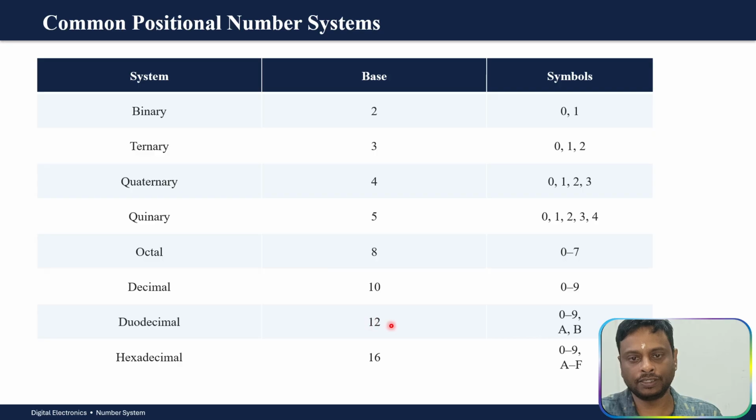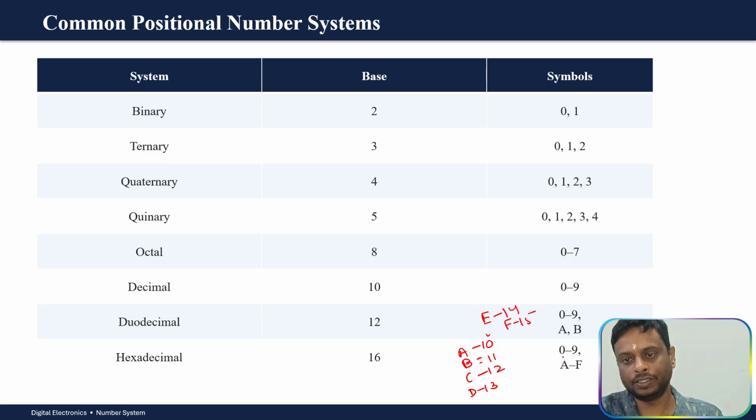Similarly, duodecimal, the base is 12, and it is from 0 to 9, then A, B, so 10 is written as A and 11 is B. The last one is the hexadecimal number system. Here the base is 16, so it is from 0 to 9, then A to F, meaning 10, 11, 12 up to 15. A is 10 in decimal, B equals 11, C is 12 and D is 13. Then E is 14 and F is 15.